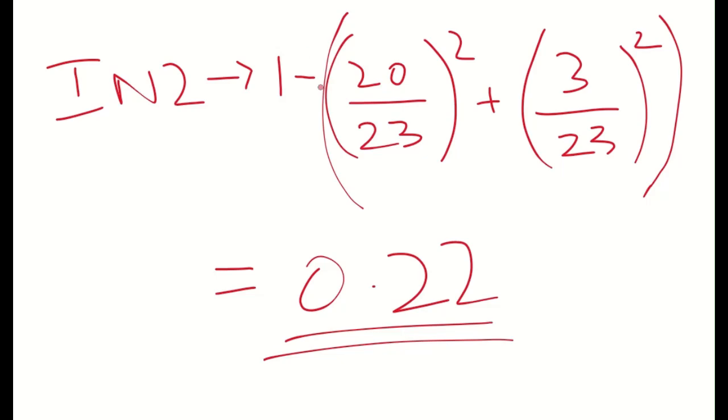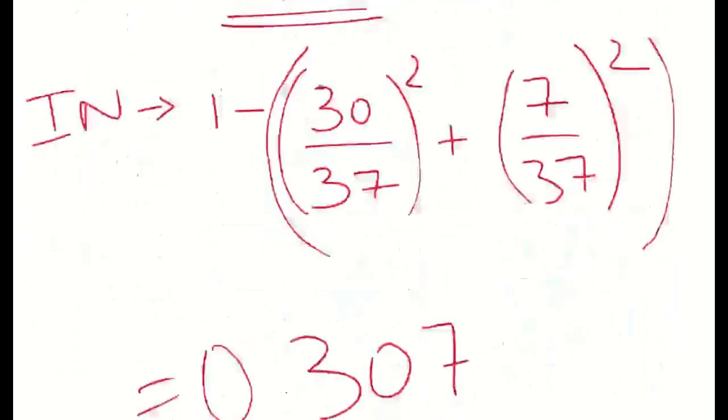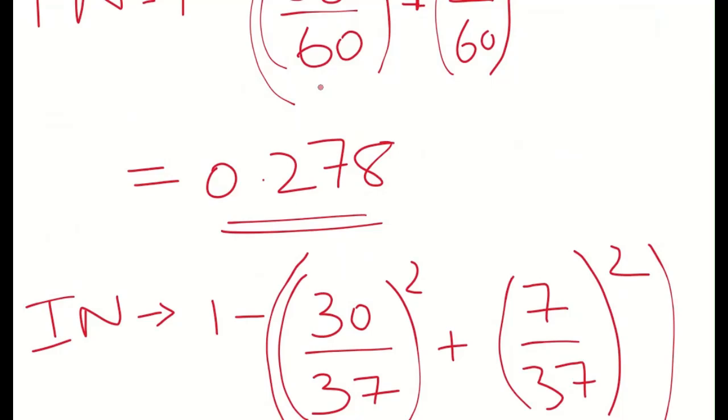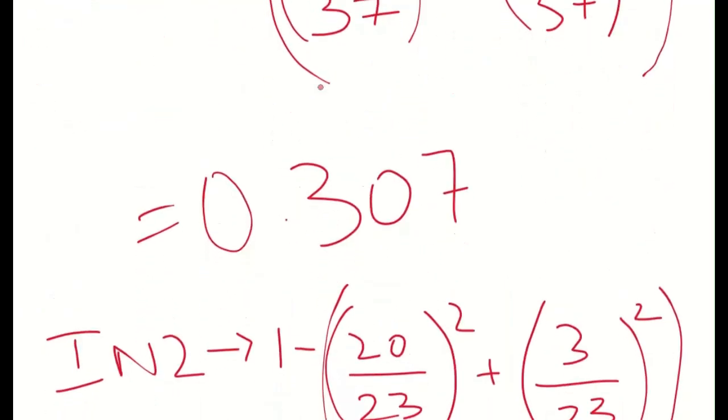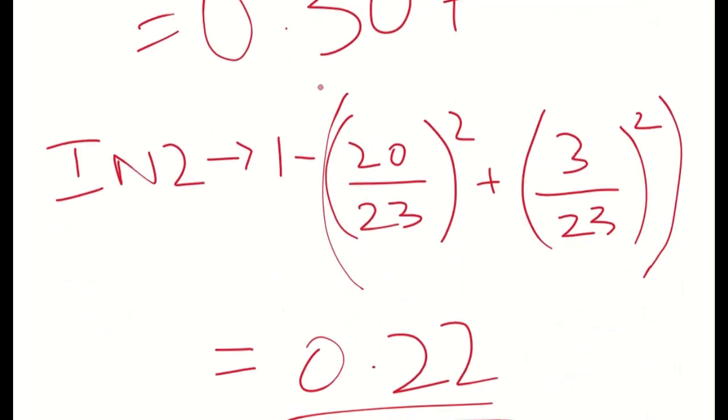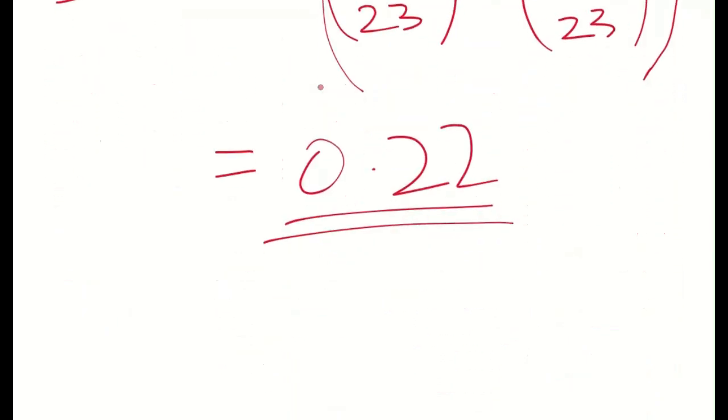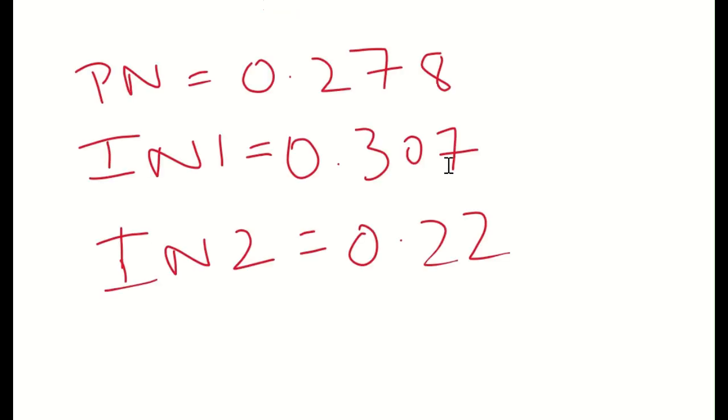Let's try to understand how we can combine all of these Gini indexes that we have calculated for 3 different nodes and see how it is utilized in the decision tree for building a better model or for having a better split. So we have 0.278, which is the Gini index of the parent node. We have 0.307, which is the Gini index of the first intermediate node, and the second intermediate node is 0.22. As you can see, these are the 3 Gini indices.